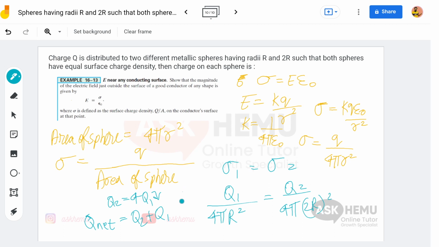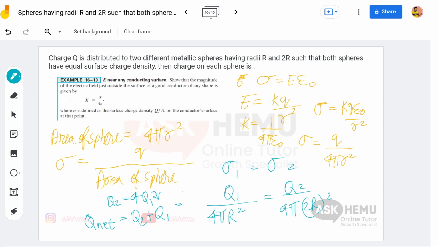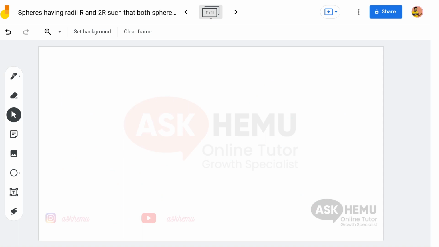So the value 5q1, whether I represent it in terms of a fraction or as q1, the answer will still remain the same. Let me just simplify. My computer was hanging for a moment, so I just had to come back now.